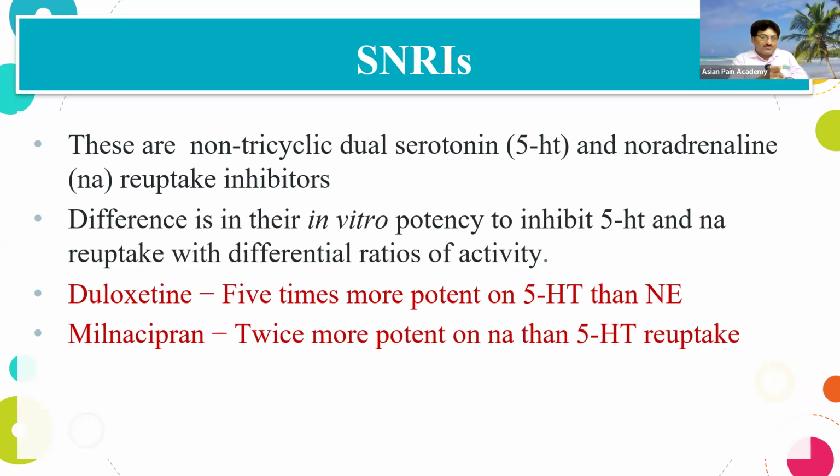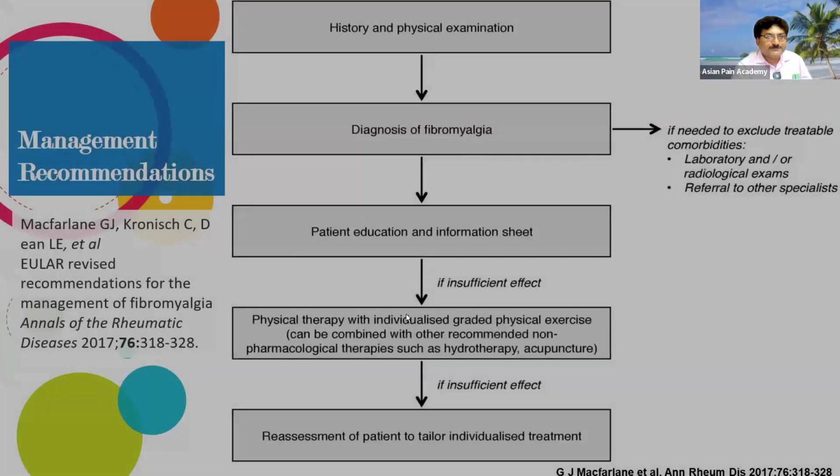So duloxetine is the selective serotonin norepinephrine reuptake inhibitor. Here serotonin comes first, and the other one is the serotonin enhancing norepinephrine reuptake inhibitor. So basically here it is more potent on norepinephrine. Though milnacipran was used long, I have also used milnacipran, then levomilnacipran came, but nowadays it is not available. So among the approved drugs, we have to go for either duloxetine or pregabalin mostly.